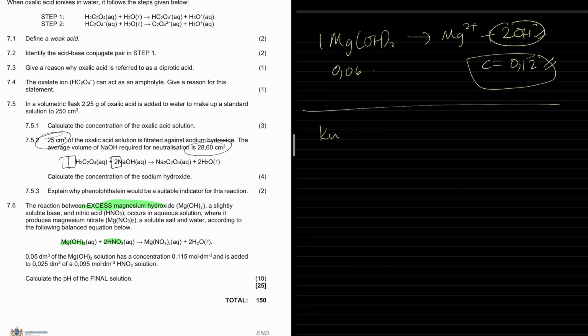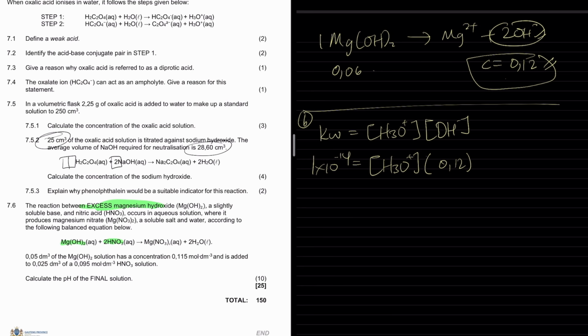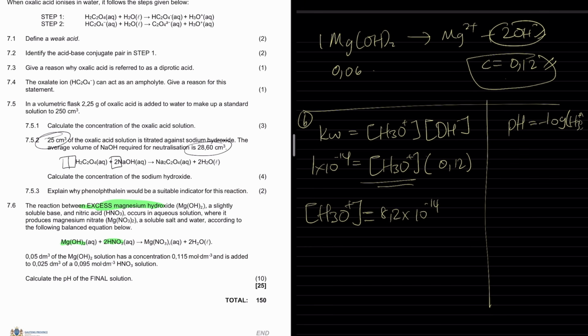Remember the equation? Kw, now this I think is step 6. Kw is equal to the concentration of H3O+ times the concentration of OH-. This is 1 times 10 to the minus 14. This H3O+ is what we want, and then OH- is 0.12. The reason we need this is because, remember, to calculate pH, that's minus log of the concentration of H3O+. So the concentration of H3O+ is going to be 8.2 times 10 to the minus 14.